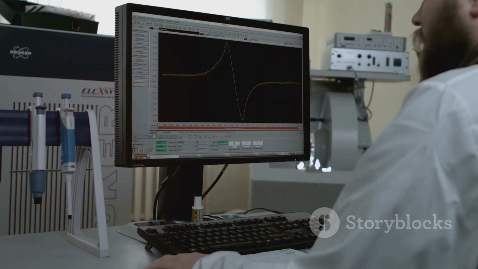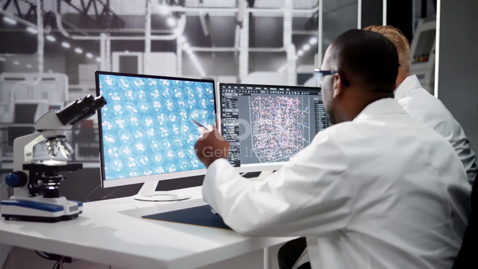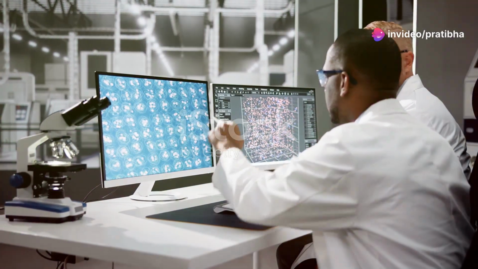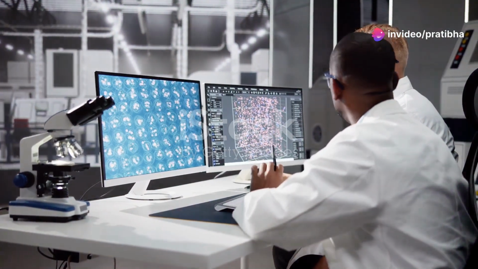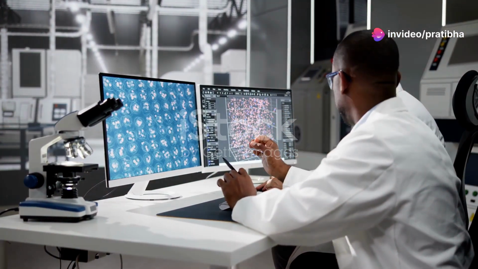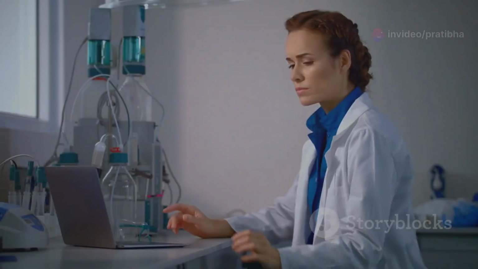Step 8. Analyze the data. The collected data is processed and analyzed using statistical techniques. This step involves coding, tabulation, and applying statistical tests to draw meaningful conclusions.